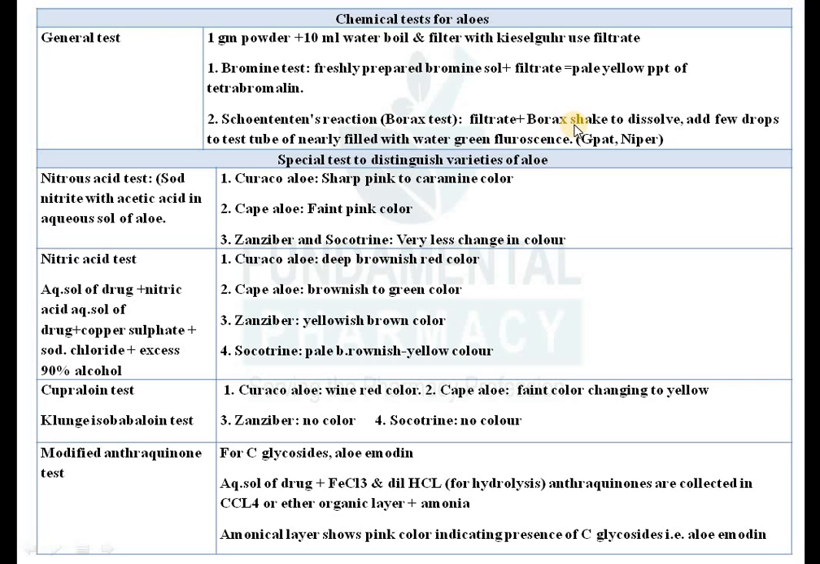इसमें क्या है, फिल्ट्रेट जो है इसके साथ में आपको बोरैक्स के साथ चेक करना है, और उसके बाद में filtrate plus borax check and add a few drops in a water, another test tube containing water, so you will get a green fluorescence. These two tests are the specific tests for identification of aloe, bromine test and this borax test. Okay, now there are different tests to identify different varieties of aloe, which is not much important.